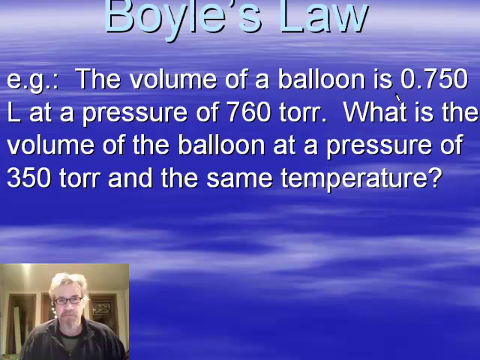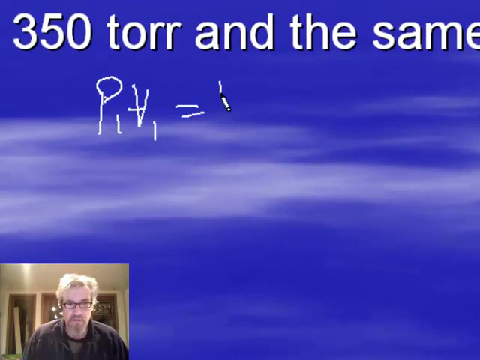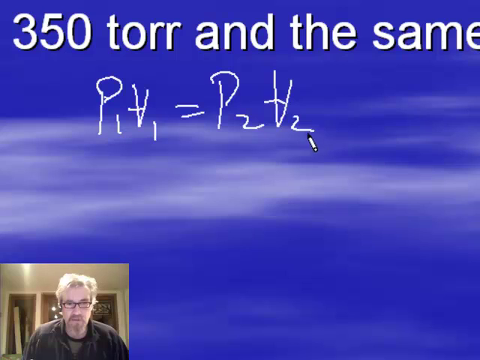Like this one, for example. This says the volume of a balloon is 0.750 liters. The pressure is 760 torr. What is the volume of the balloon at a pressure of 350 torr if it's at the same temperature? Well, applying Boyle's law to this, we can say P1 V1 is P2 V2.